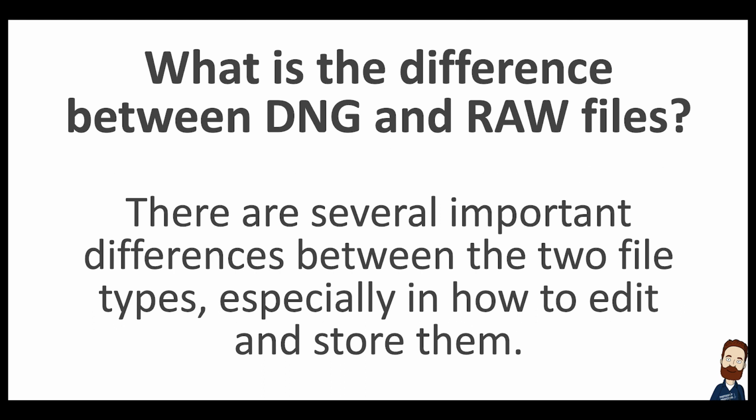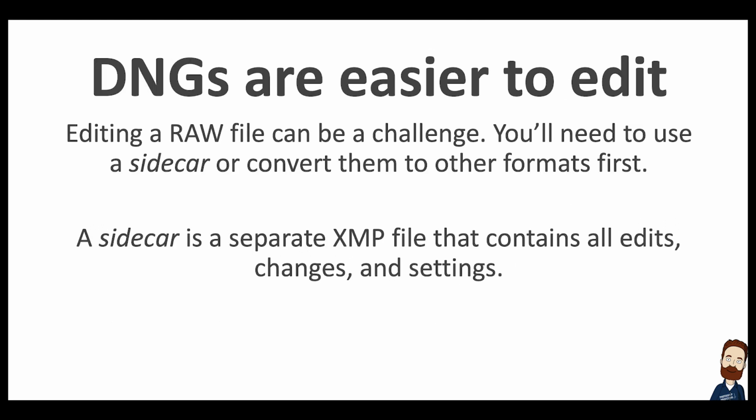Then what's the difference between a DNG and a RAW file? There are several important differences between the two file types, especially in how you edit and store them. You see, DNGs are easier to edit. Editing a RAW file can be a challenge. You'll need to use a sidecar or convert them to other formats first in some third-party software. And a sidecar is a separate XMP file that contains all the edits, changes, and settings.